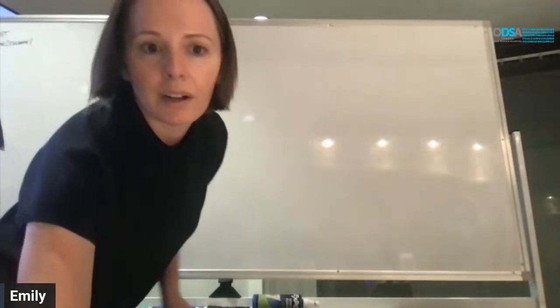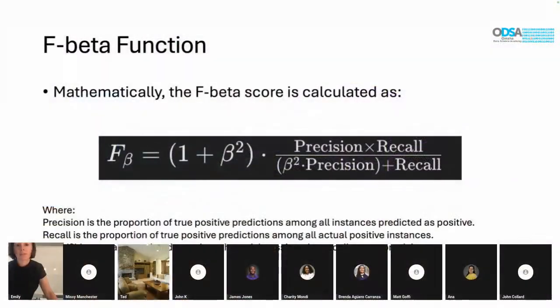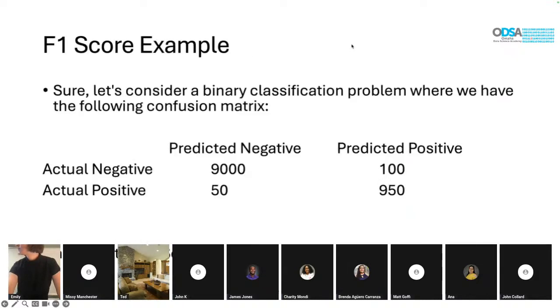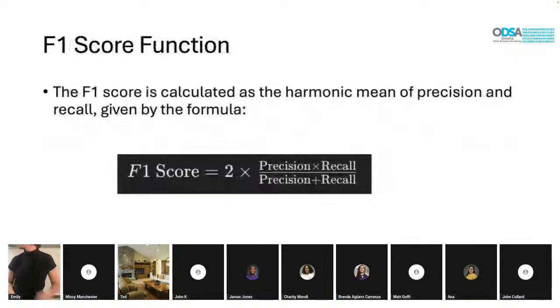We said, switch back to the screen for half a second. We said our F1 score, I'm just going to write this down, is equal to 2 times precision times recall, all over precision plus recall.